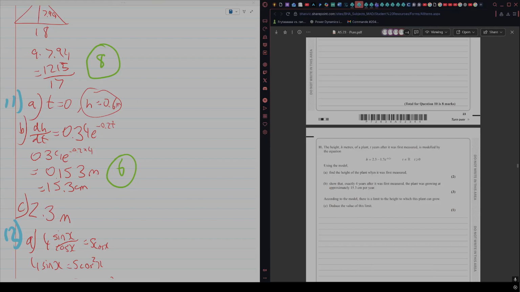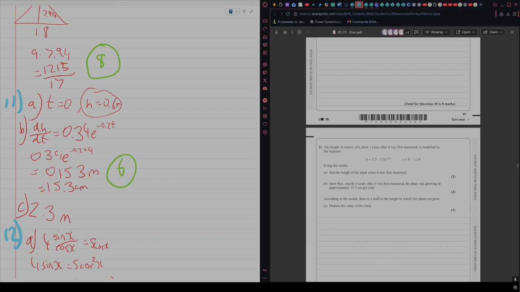Then after 4 years since it was first measured, it was growing 15 centimeters per year, which means that it's the rate of change with respect to time. So you just differentiate. I explained how to do that in the last bit. Substitute the time in. This is exactly what we did last paper, and it's in centimeters. So it's asking you to show that it's 15.3 centimeters, not 0.153 meters. So you just convert it.